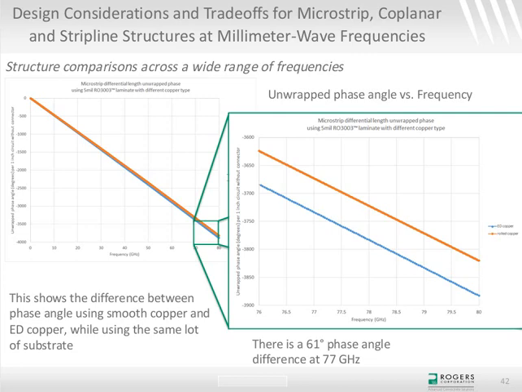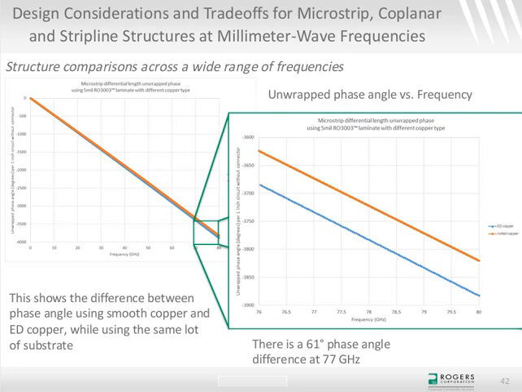And a lot of this material is used at 77 gigahertz for automotive radar, and radar is very sensitive to phase angle. And in this case, what I showed was the difference of unwrapped phase angle. So basically, this is phase angle across frequency that's just accumulated. So unwrapped phase angle at 77 gigahertz between the circuit using ED copper and the circuit using rolled copper, I see a difference of 61 degrees for phase angle, and that's pretty significant.